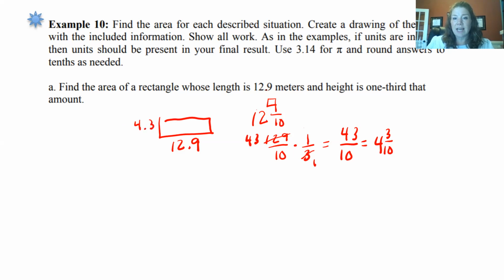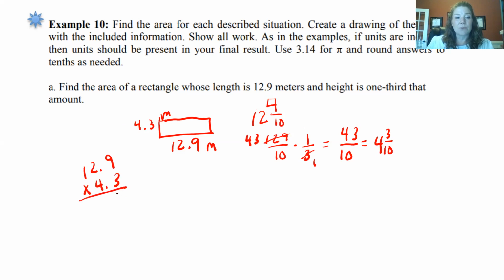So we have a length of 12.9 meters, a height that's 1/3 of that, which is 4.3 meters. So now we're ready to find the area of this rectangle by multiplying 12.9 times 4.3.